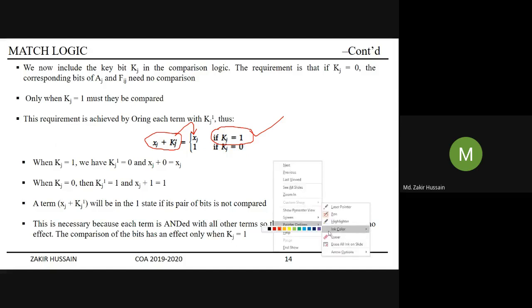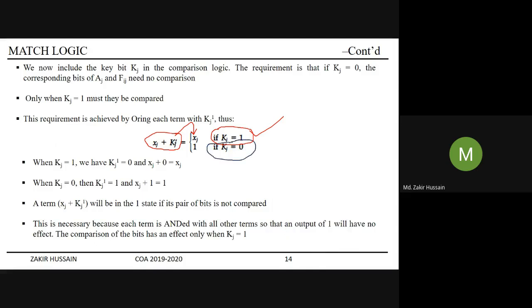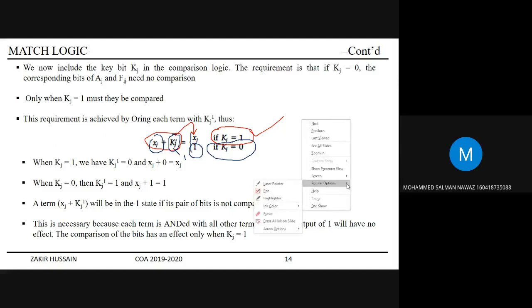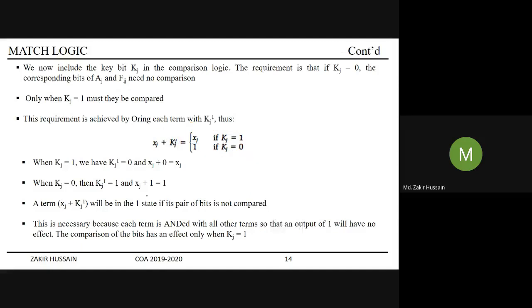Let me take another level. When this is zero, this portion will become 1 because of KJ bar. Just because of 1, irrespective of your XJ, your output all the time will be 1. I think you agree. This portion, is that clear? Yes, sir. Okay.